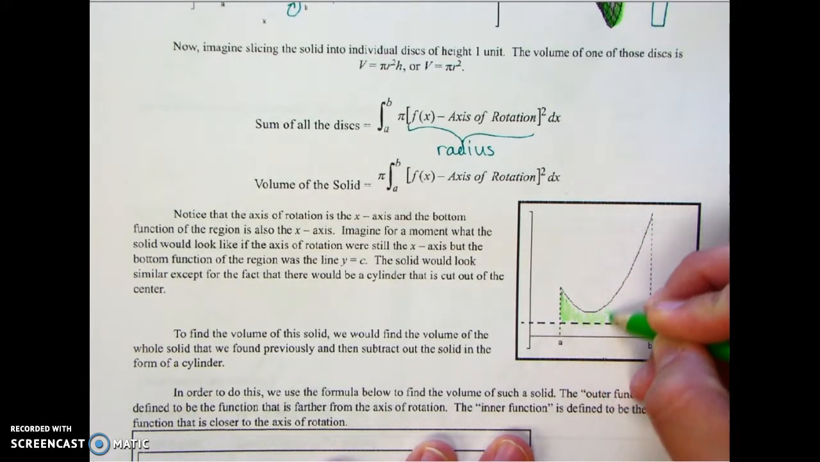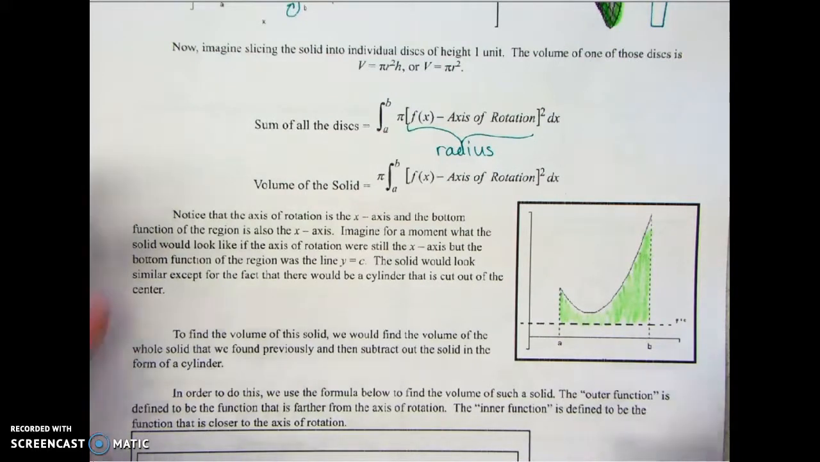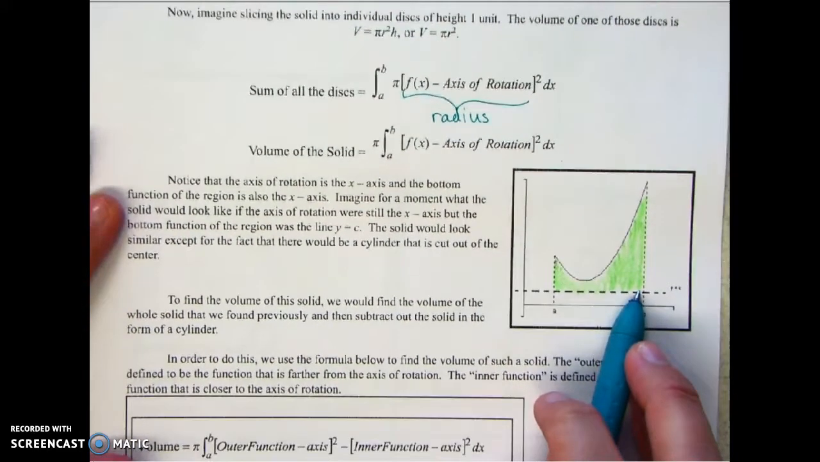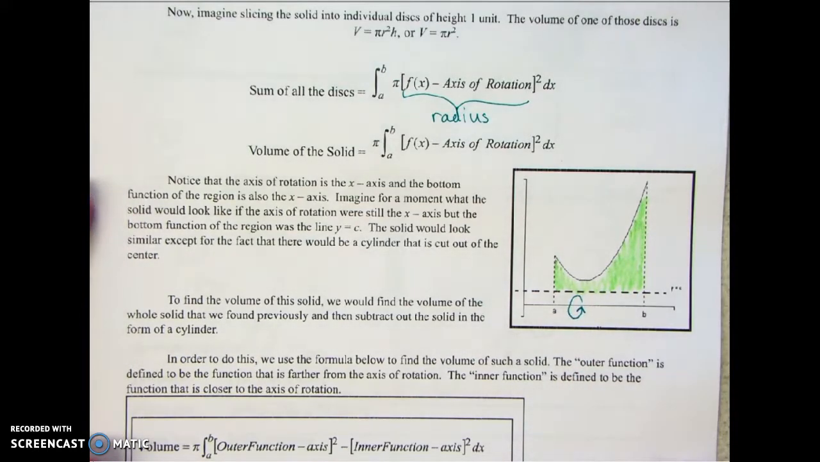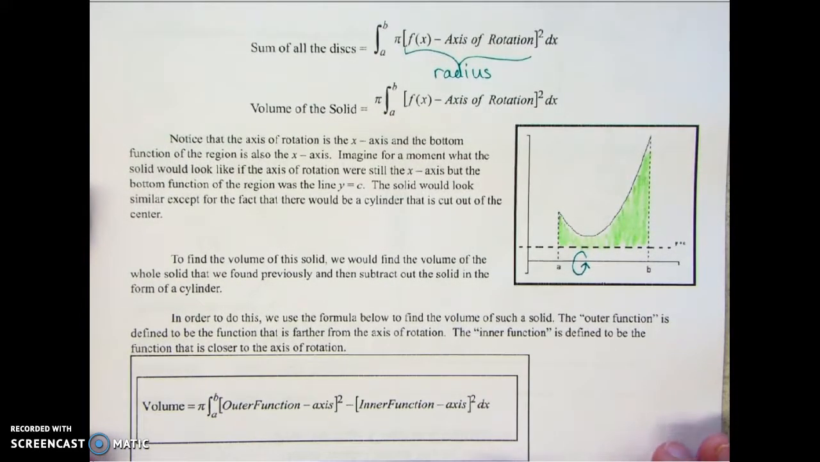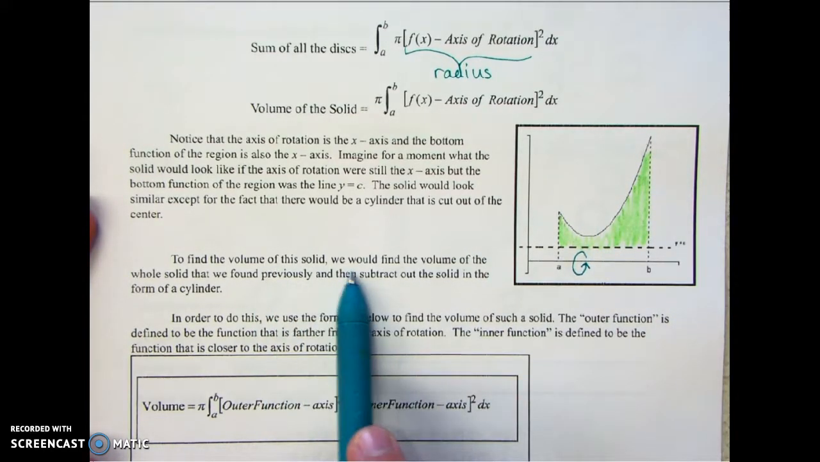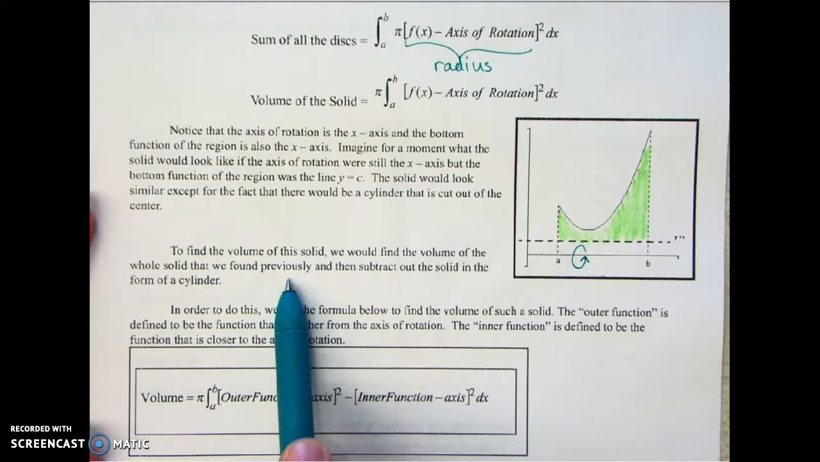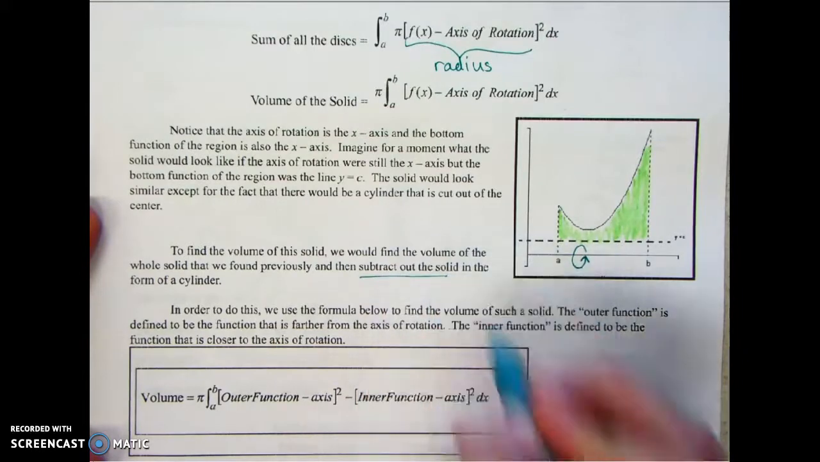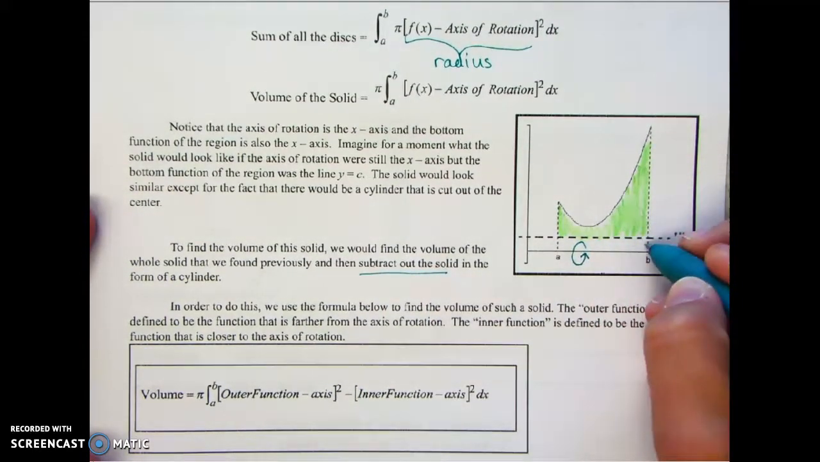So it always starts with a two-dimensional area. And we're going to rotate it, but we're not rotating it around here. There's going to be a gap. We're going to rotate it around this axis. So the way we do that is we pretend there's no gap. To find the volume of this solid, we would find the volume of the whole solid that we found previously, and then we would subtract out the solid in the middle because we don't want this piece.